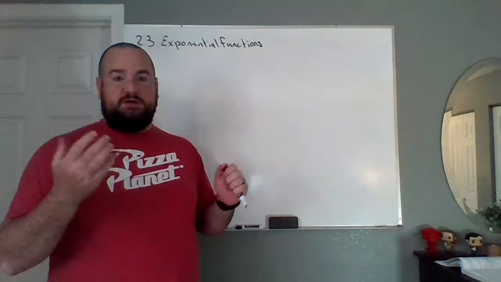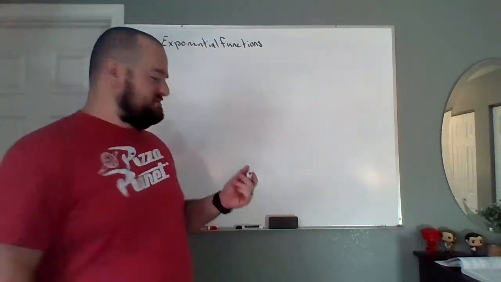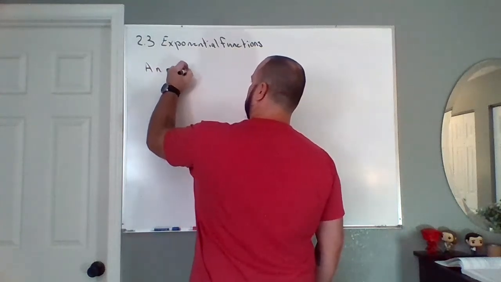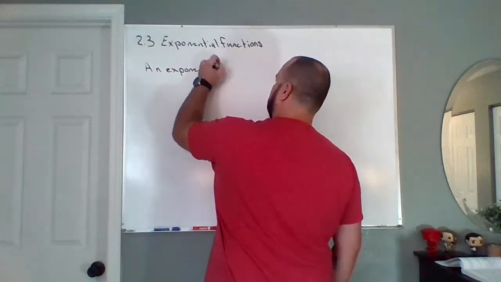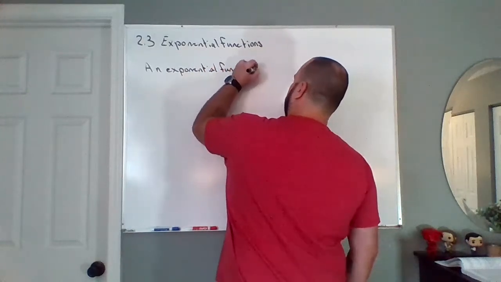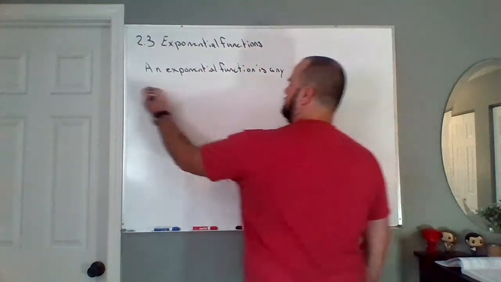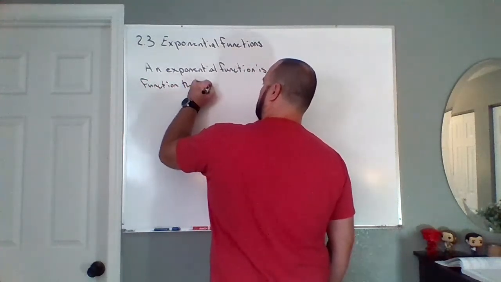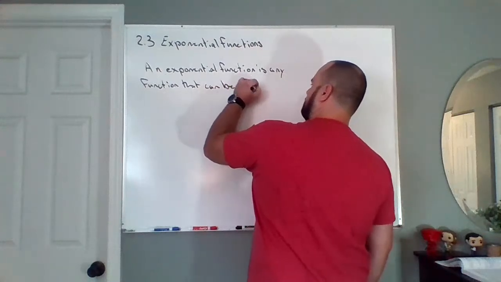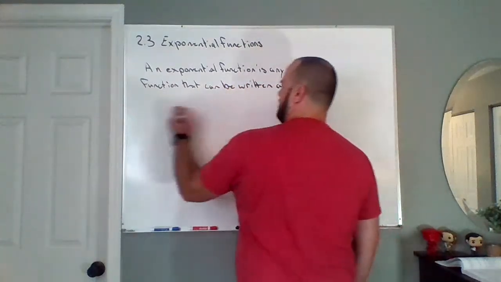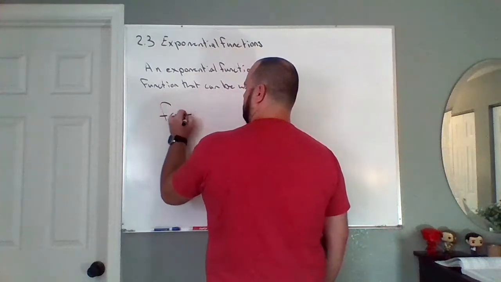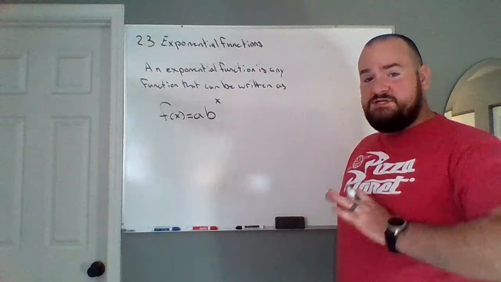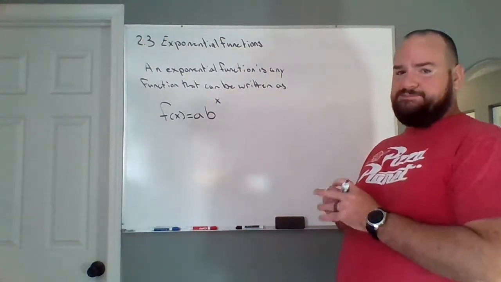So the first thing we want to do is define what an exponential function is. And very simply, we can say that an exponential function is any function that can be written as f of x equals a times b to the x. Now there's some conditions on this, but first I want to talk about what's happening here.